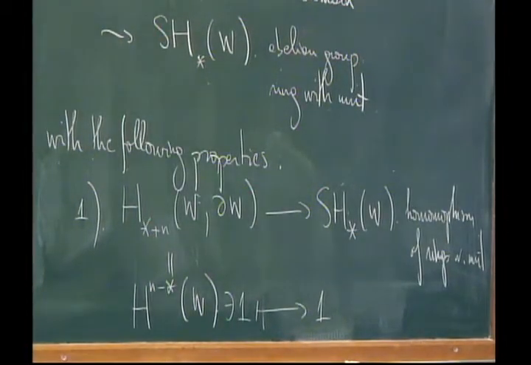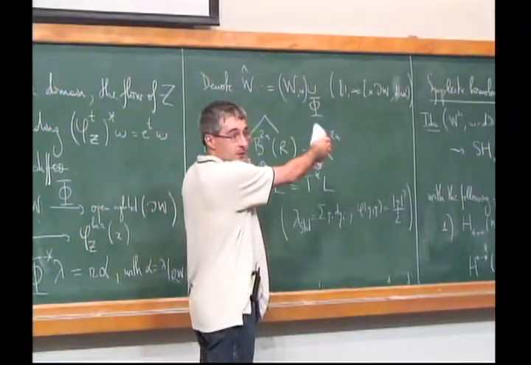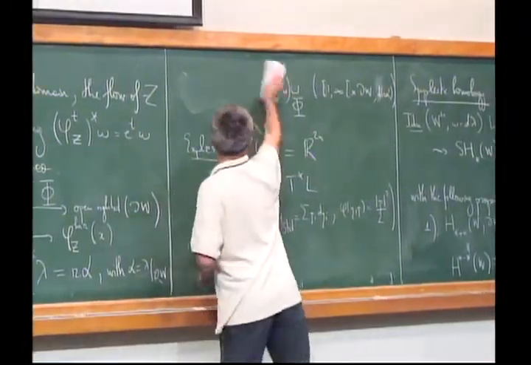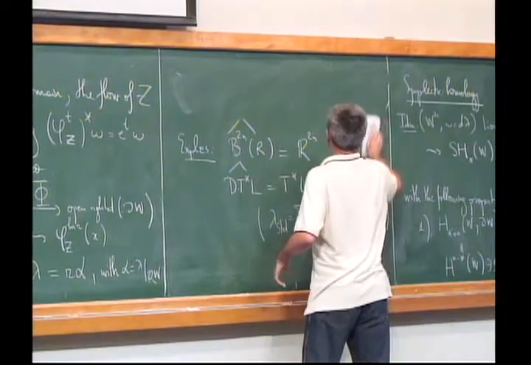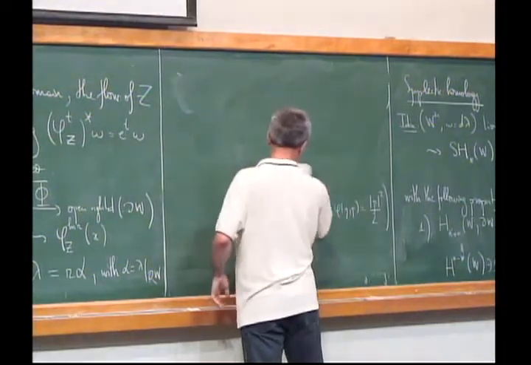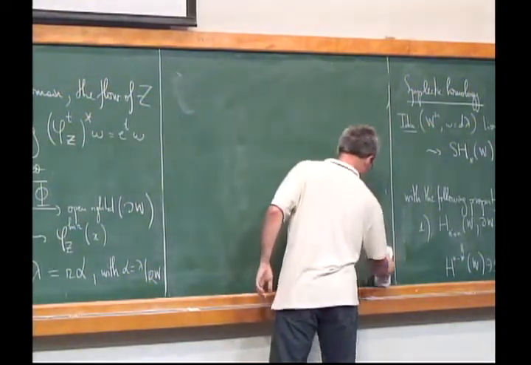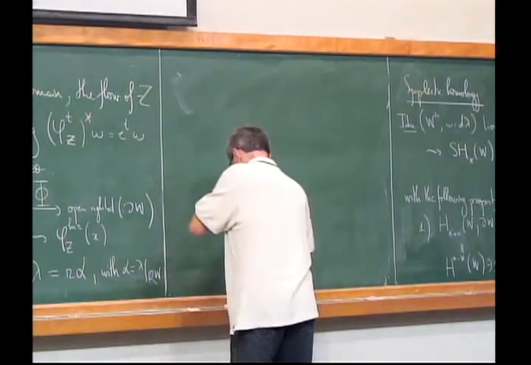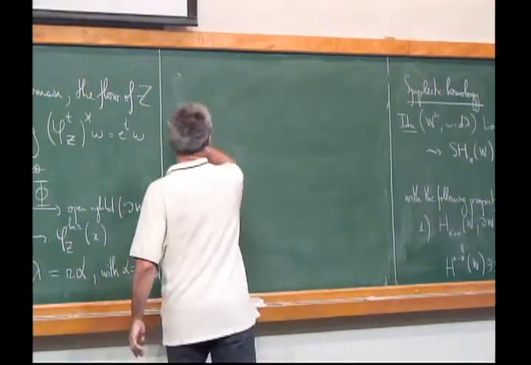I'm going to erase this blackboard just to have all the properties at the same place. This was just two examples of what adding this half symplectization does.